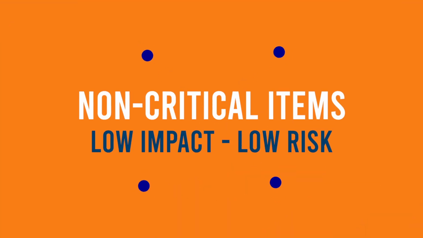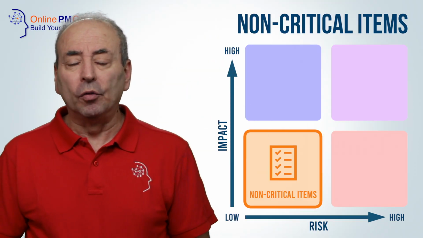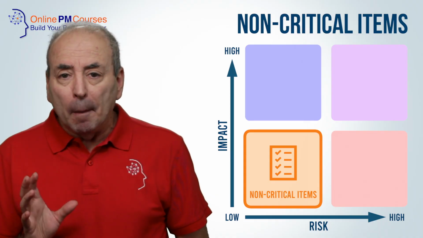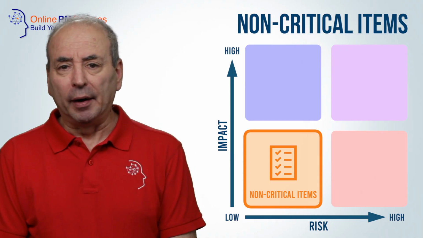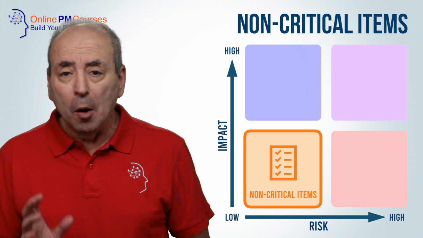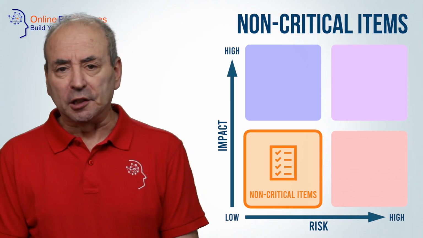First are non-critical items with a low impact and a low risk or complexity. These are items that have a low impact on the success of your project and can be found in abundance from many suppliers in many different markets. For project managers, these tend to be consumable commodity items like office supplies or simple technology.